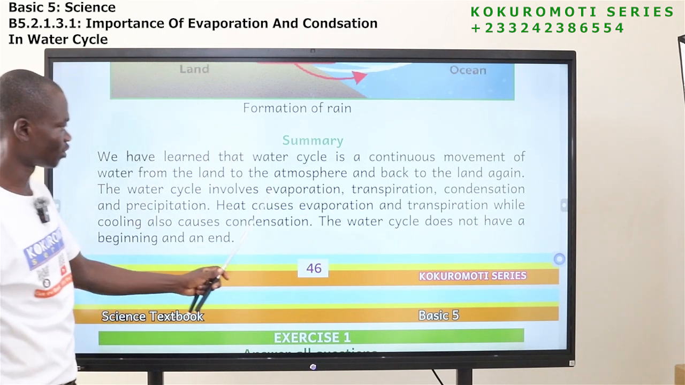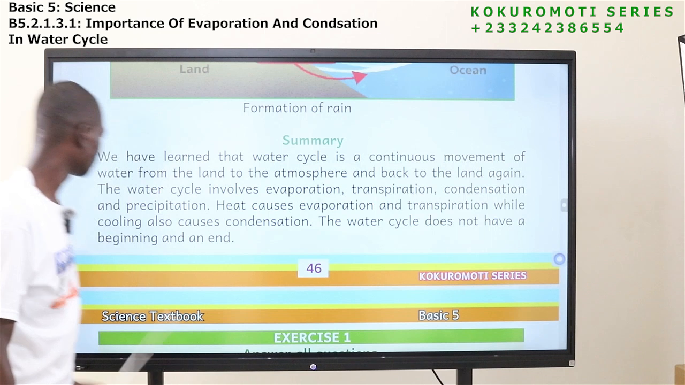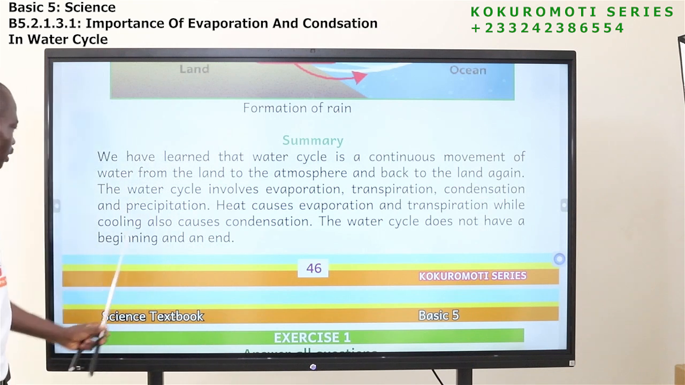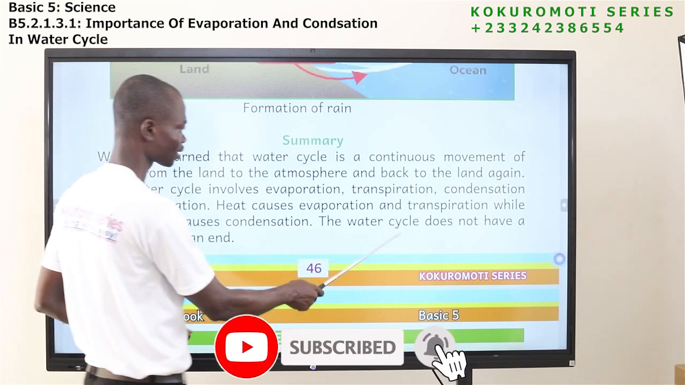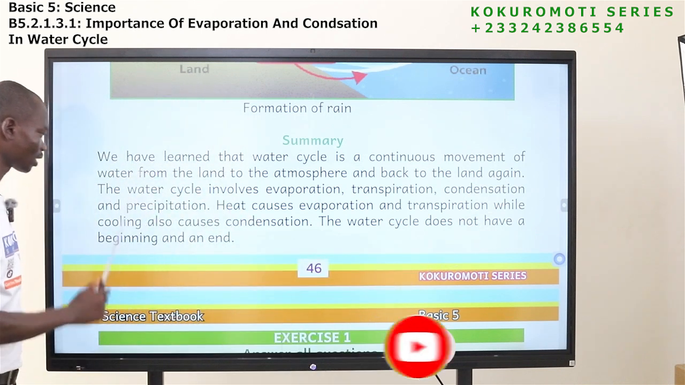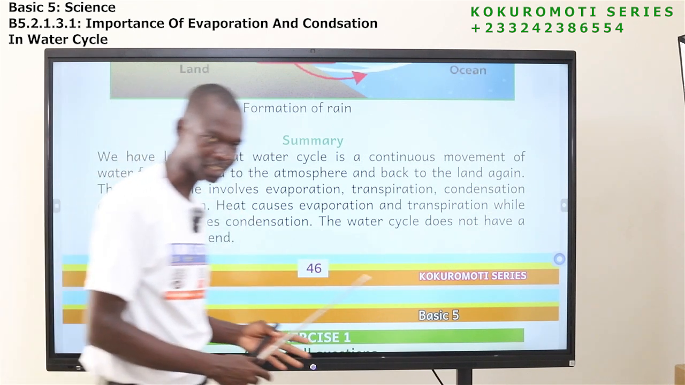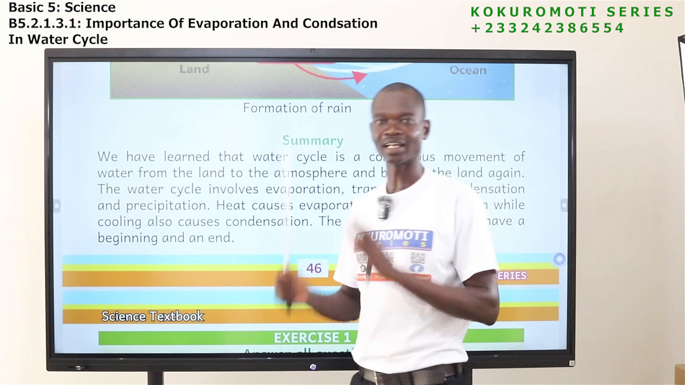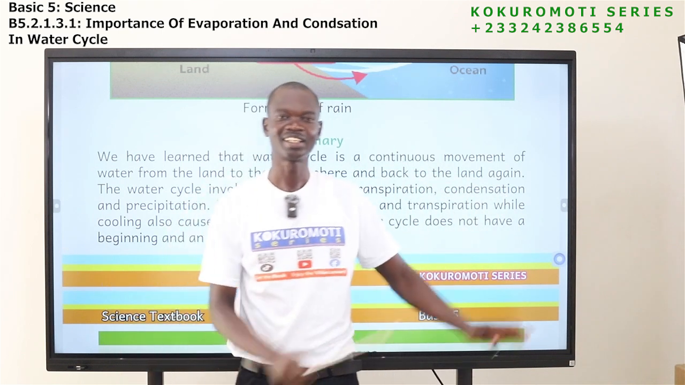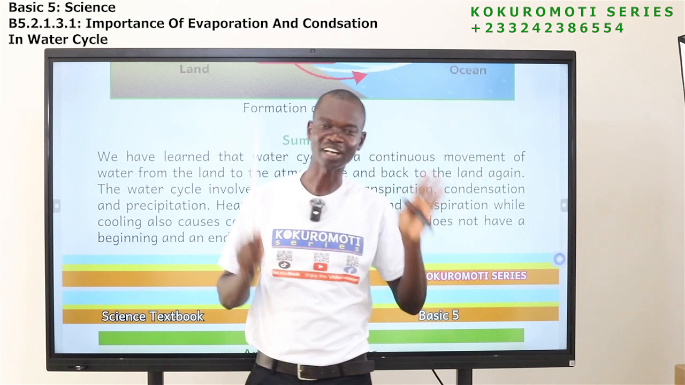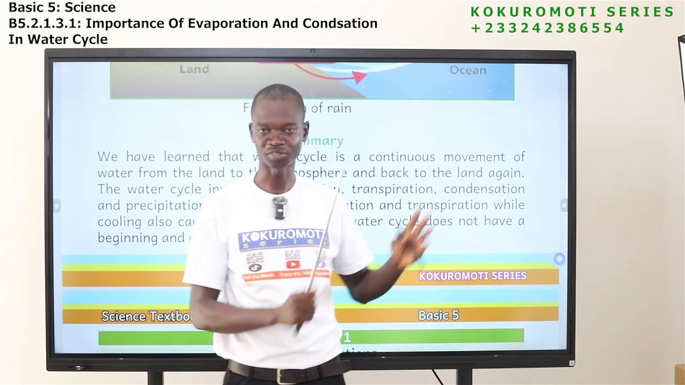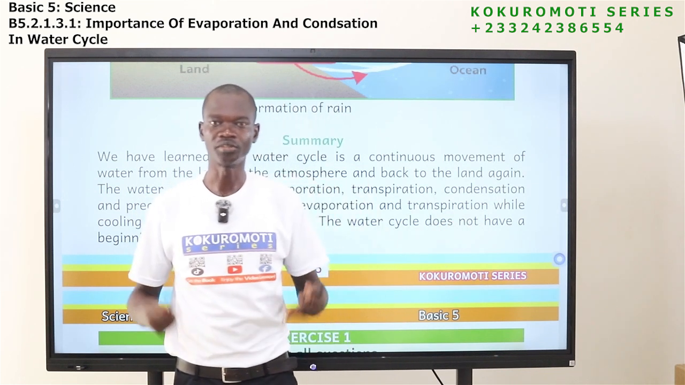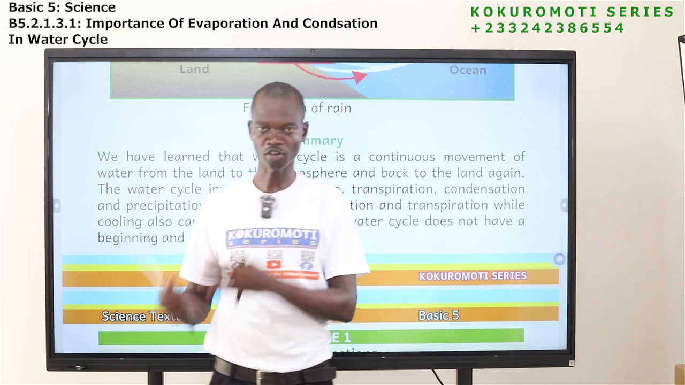So in summary, we have learned that the water cycle is a continuous movement of water from the land to the atmosphere and back to the land again. The water cycle involves evaporation, transpiration, condensation, and precipitation. Heat causes evaporation and transpiration, while cooling causes condensation. The water cycle does not have a beginning and an end. It is something that happens continuously. Now if I ask you how water moves from the earth to the atmosphere, you can explain it, and you can also explain how rain is formed.